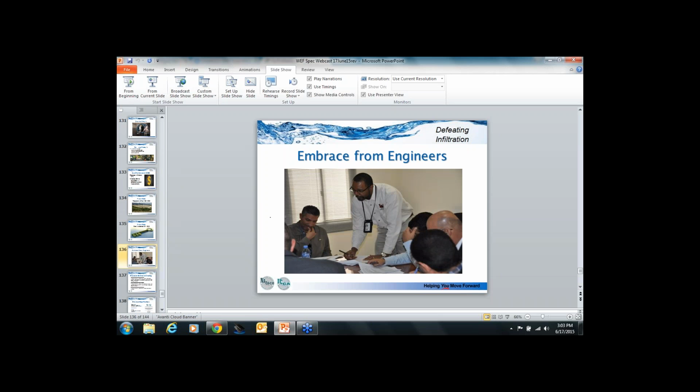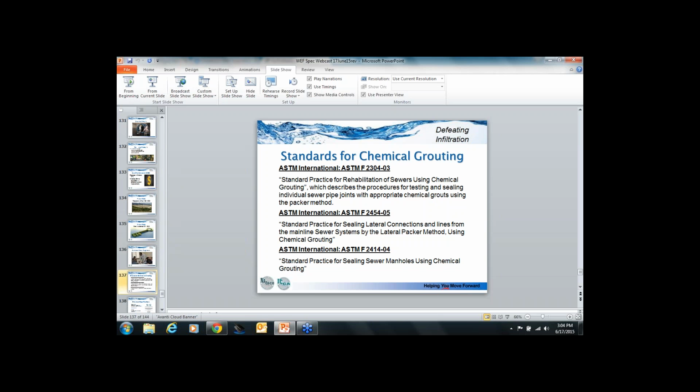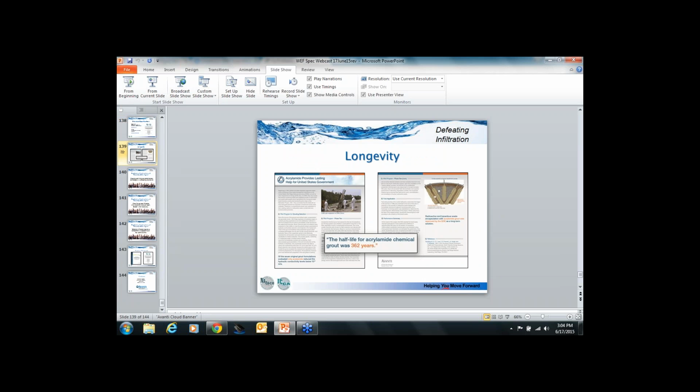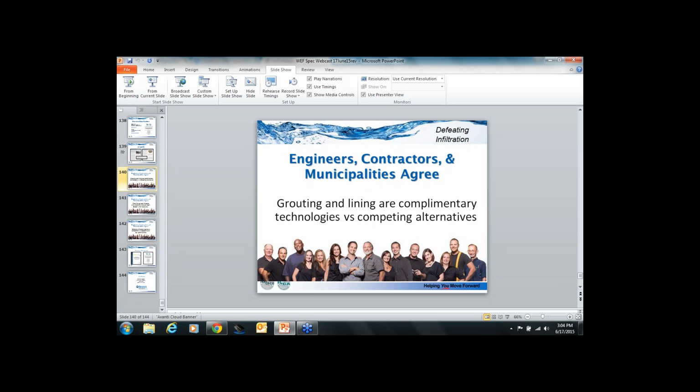These are some of the reasons why grouting has enjoyed a resurgence from the engineering community. Grouting's had a 50-year history, but in the last 10 years, ASTM standards have been introduced for main lines, laterals, and manholes. And in the last 3 years, NASSCO and ICGA released operating standards that have unified the contracting municipality and engineers with more predictable results. After a 10-year study and 20 years of validation, the U.S. Department of Energy states the half-life of AV100 is 362 years. It's not temporary. It's permanent, which is why engineers, contractors, and municipalities agree grouting and lining are complementary.